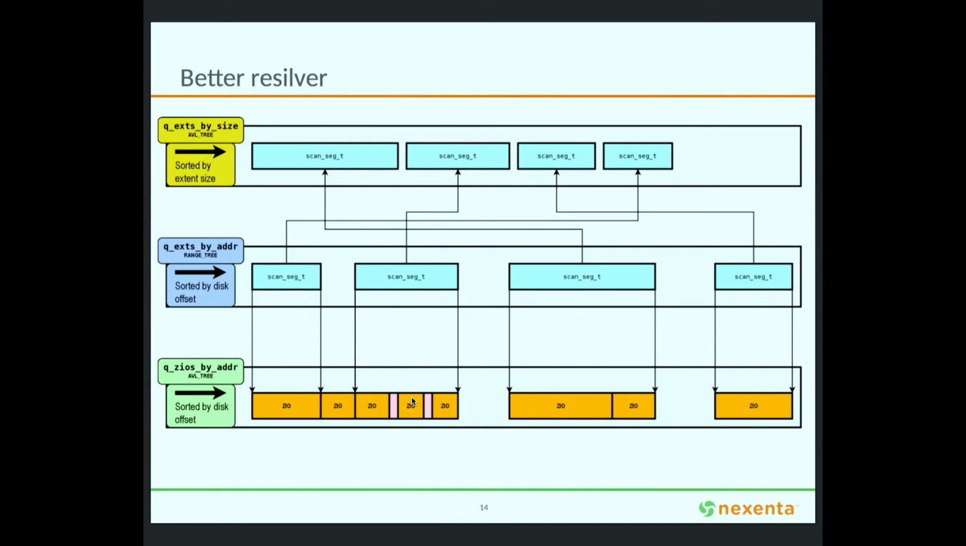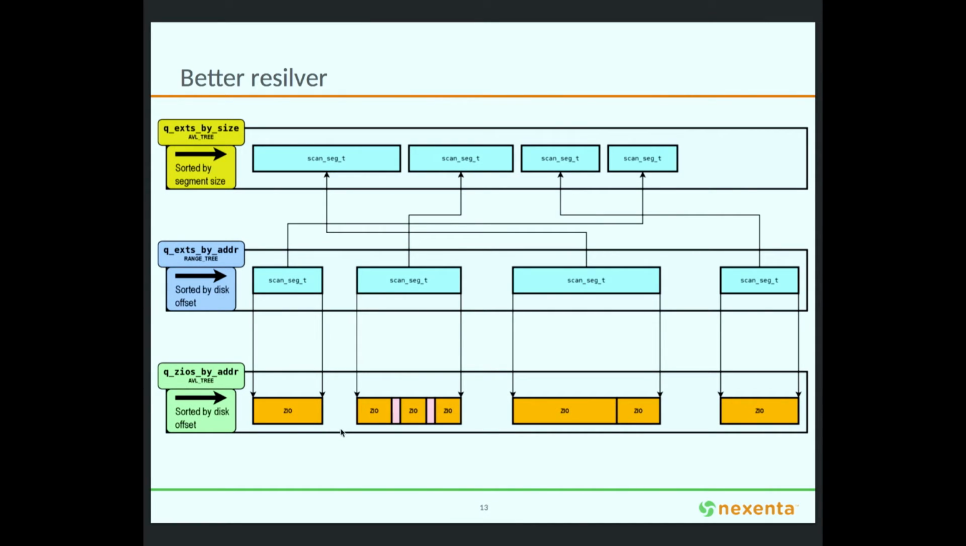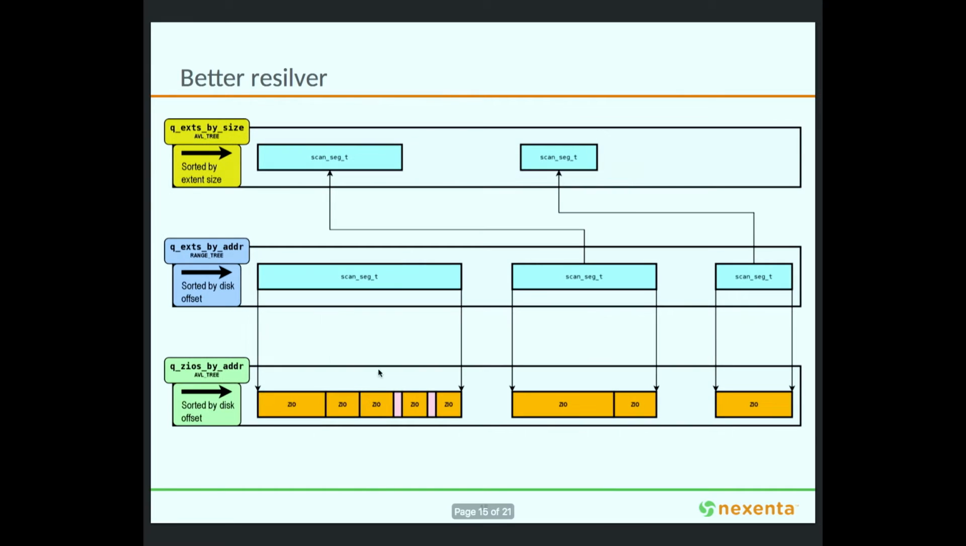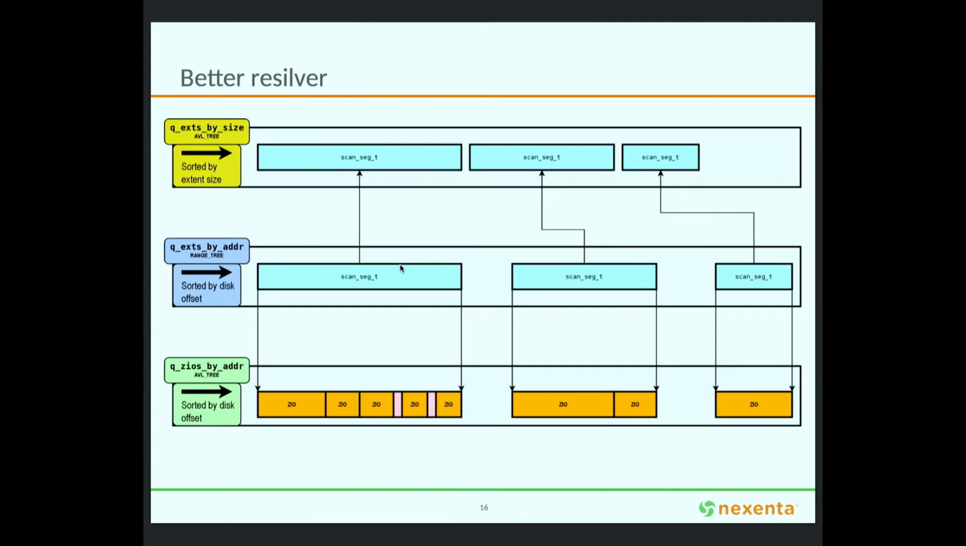So say for instance we get a new ZIO that comes in. Over here we have a new ZIO that was requested to be queued. You can see that it bridges the gap between two extents. So obviously we have to reconstruct the extents. We'll join these two together. And then, of course, this is a new large extent, so it'll get put up into the front of the queue, and it becomes our primary, most valuable target.